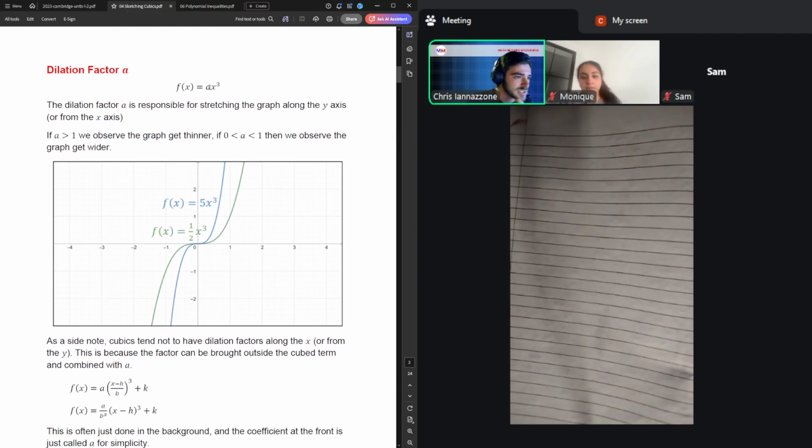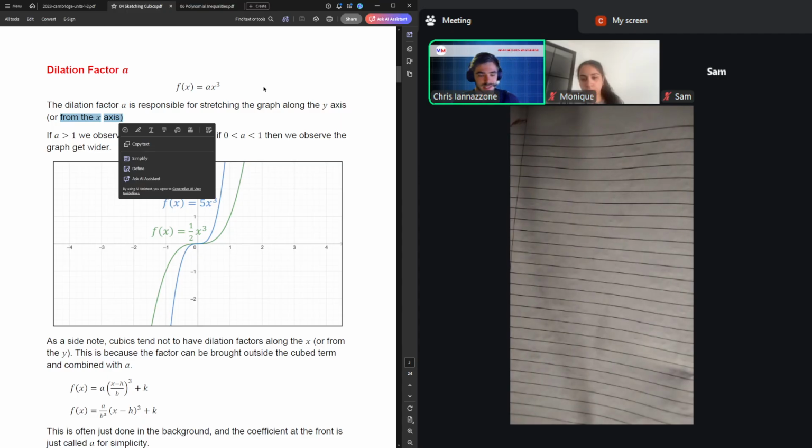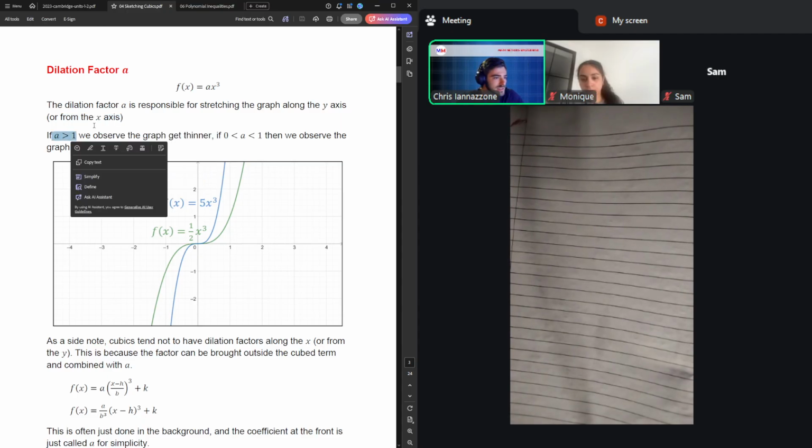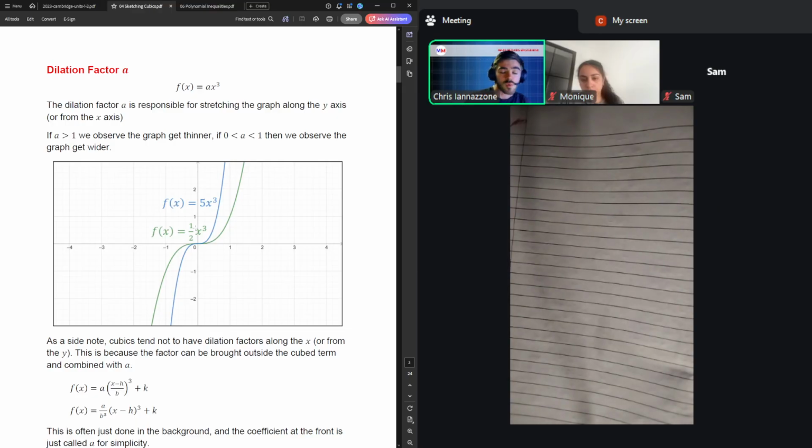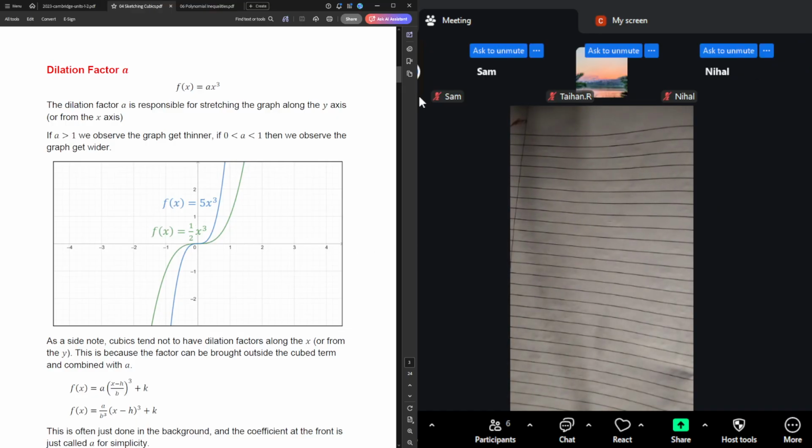Dilation factors work the same way as they always have. So multiplications at the front will always stretch it along the y-axis, or that could be considered from the x-axis. As the number gets bigger, it'll go further along the y. If the number gets closer to 0, it'll actually get further away from the y instead.